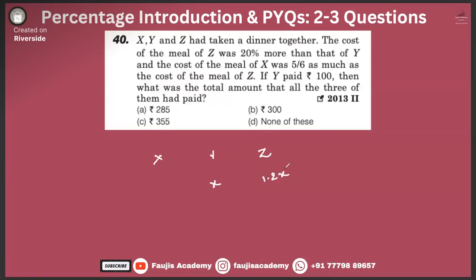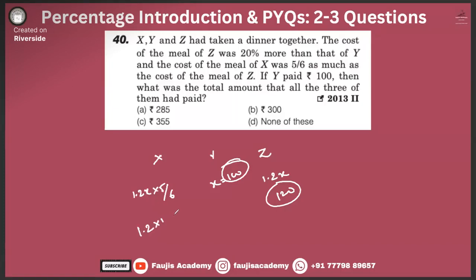So if Y was X, Z was 1.2X. And the cost of the meal of X was 5 by 6 as much as the cost of the meal of Z. So that means 1.2X into 5 by 6. Right or wrong? If Y paid 100 rupees, that means X is equal to 100. Then what was the total amount that all three of them paid together? Then Z paid 120. This paid 100. This one paid how much?